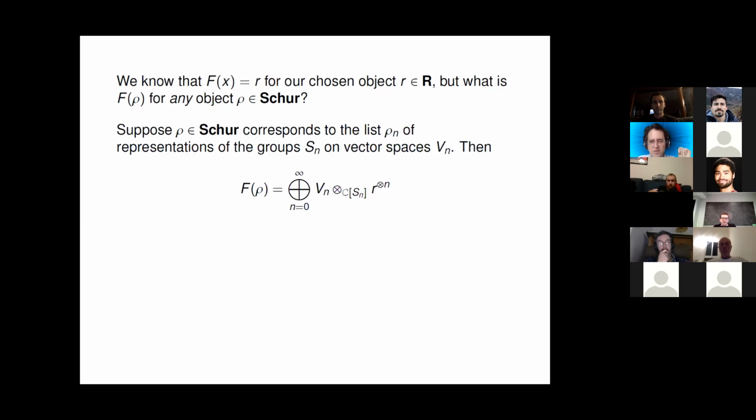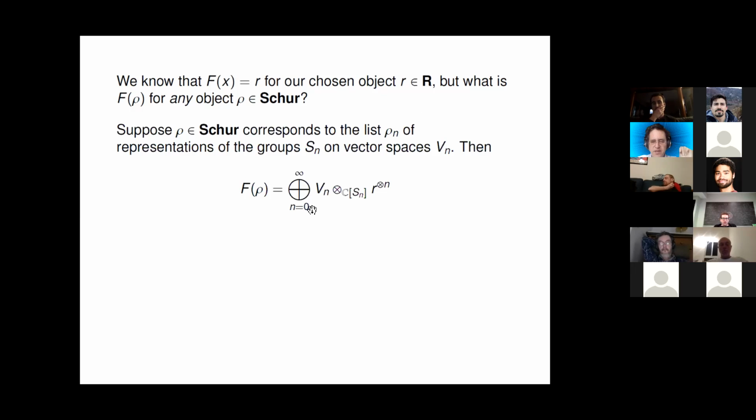You can make this guy into a right module of the group algebra C of Sn, because any left module of a group algebra turns into a right module. That's how it works. And so we can tensor over that, and it turns out we get an object in R again, and then we add them up.